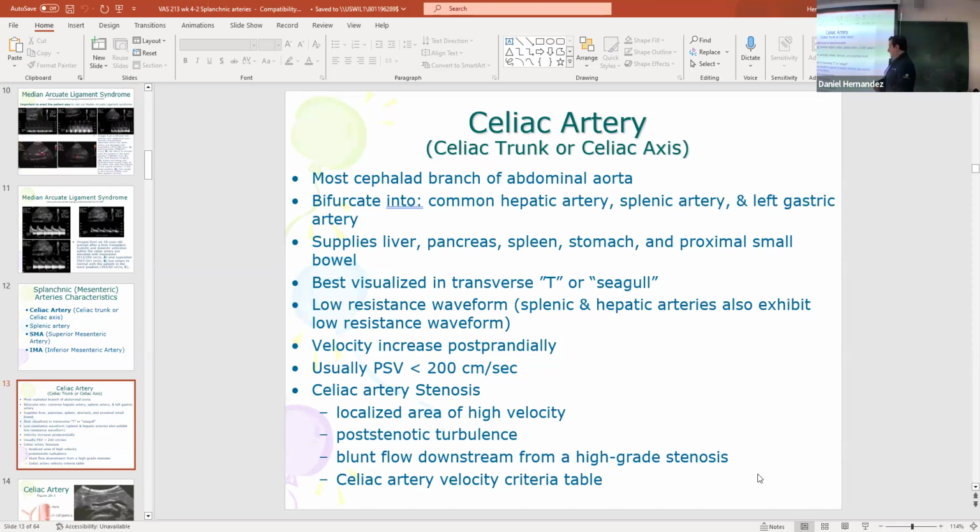If we see areas of stenosis, we're trying to find that localized area of high velocities. We might see post-stenotic turbulence, so aliasing of the color flow. When we Doppler it, we see turbulent flow filling in the spectral window. If we see a dampened waveform, it might be a high-grade stenosis further downstream, further along the course of that vessel. And then the celiac artery velocity criteria table: again, anything over 200 centimeters per second is considered stenotic for the celiac artery.